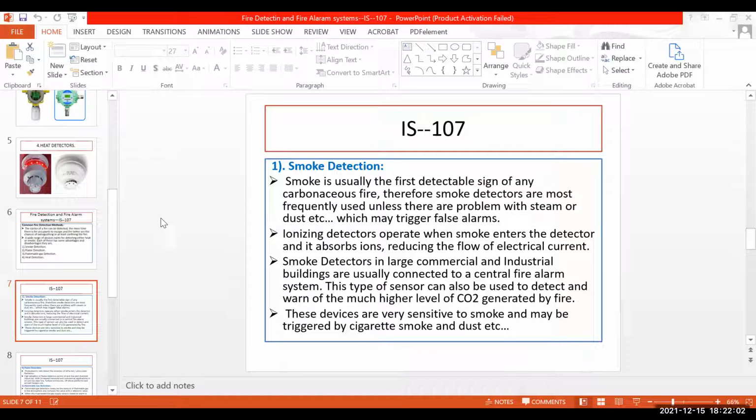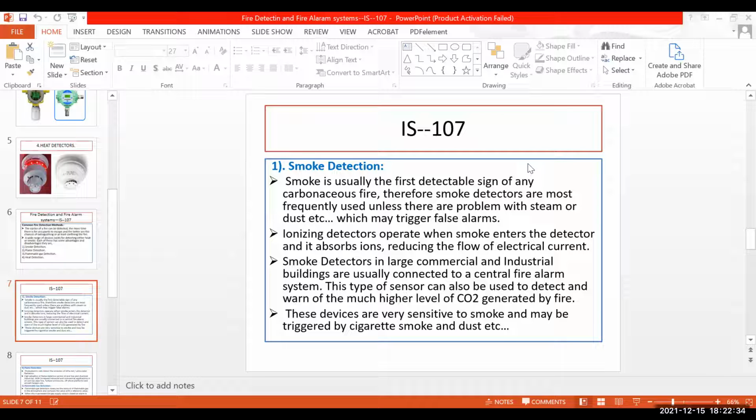How is the functioning of these smoke detectors? Ionizing detectors operate when smoke enters the detector and it absorbs the ions, reducing the flow of electric current. And smoke detectors are mostly used in commercial and industrial buildings, connected to a central fire alarm system.